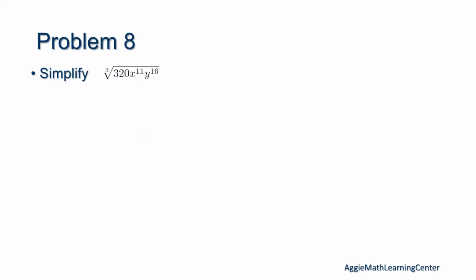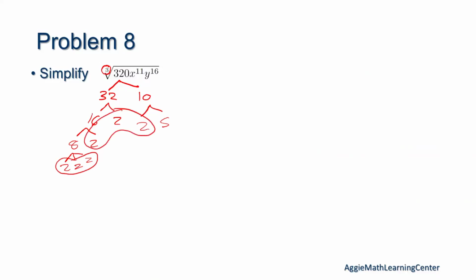So now this one is pretty similar, but just a little more complicated. So this one is a cube root. So we're looking for things in groups of 3. So starting with this, I'm going to factor it to 32 and 10. And we can break that up into 16 and 2, and then 8 and 2. And 8 breaks up 2, 2, 2. We're getting a lot of 2s here. Okay, so now everything's in its prime factors. So now I'm looking for groups of 3. So I have 3 2s here and 3 2s here. This 5, it's all lonely.